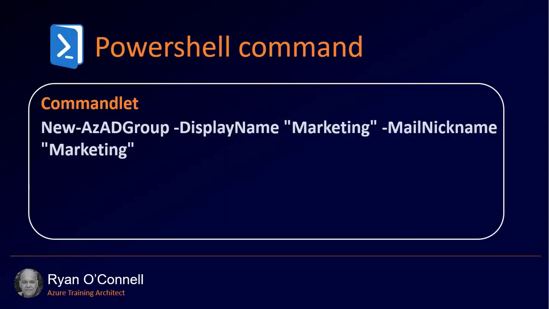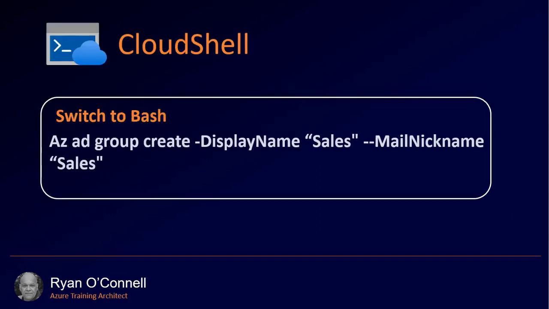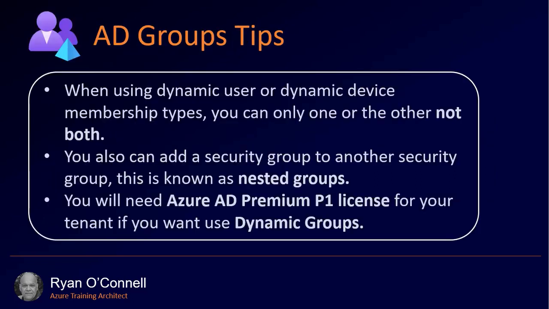The PowerShell commandlet would be as shown in the slide here. We would actually copy and paste this command into PowerShell and press enter, and this would create our group. As you can see, our group is marketing. And the command is very similar for bash. We would switch from PowerShell to bash, and then we would paste this command in, and this would create our group called sales.